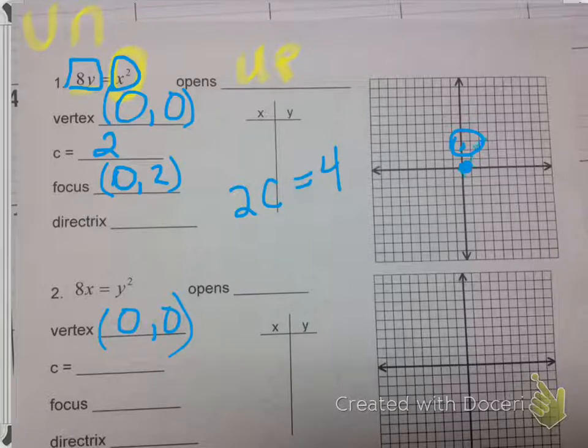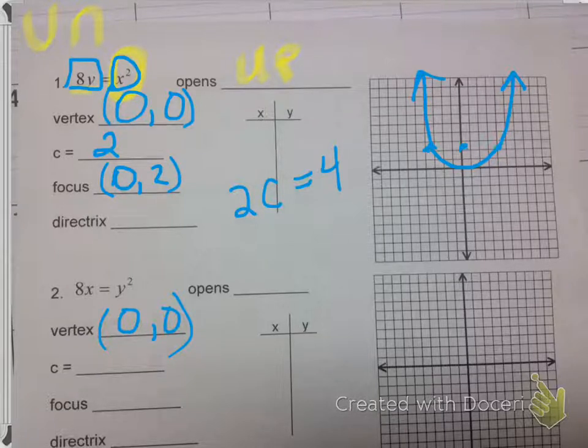So let me erase a little bit because I've made kind of a mess here. Oops. Let me start this again. Okay, so I've got my vertex. I've got my focus up here at 2. And from the focus, I'm going to go 4 units to the right and 4 units to the left. And then connecting these points to my vertex, voila, I have a parabola.